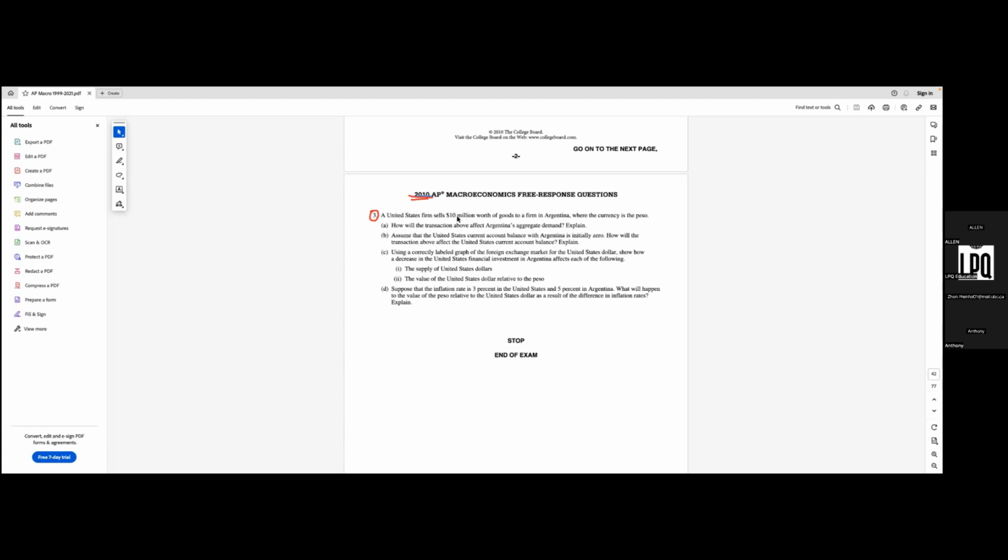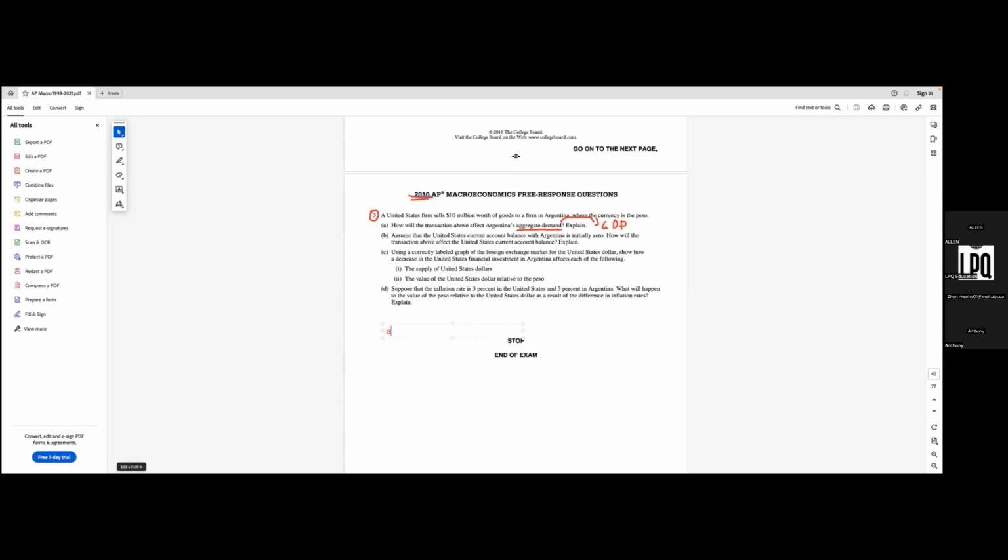Okay, so what is happening right now? US firms buy 10 million worth of goods from Argentina. Basically, Argentina is importing things made by USA, so Argentina's net exporting decreases. Because AD basically equals GDP.